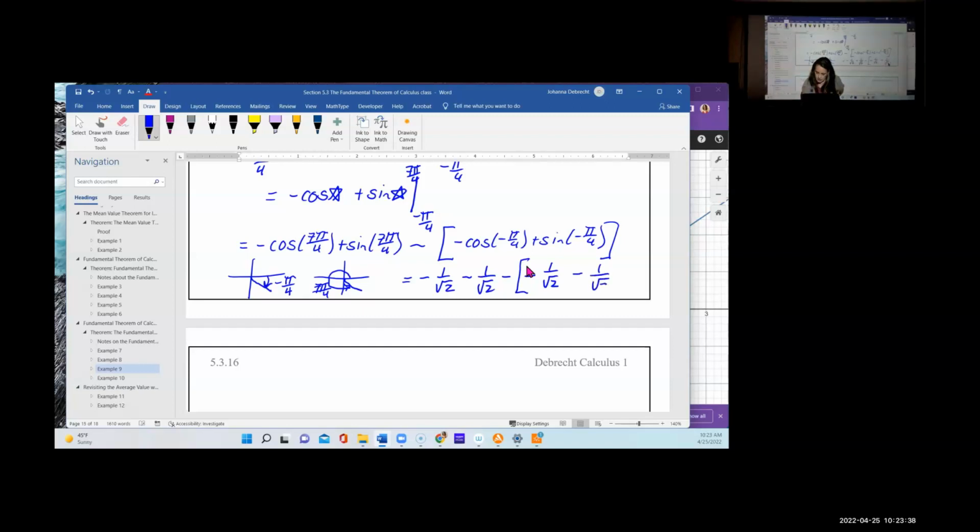And what is my final answer going to be? I have negative 2 over the square root of 2 minus a negative 2 over the square root of 2. What's happening? Somebody interpret that 0 result. Yeah, why? What does that mean? Did we mess up?